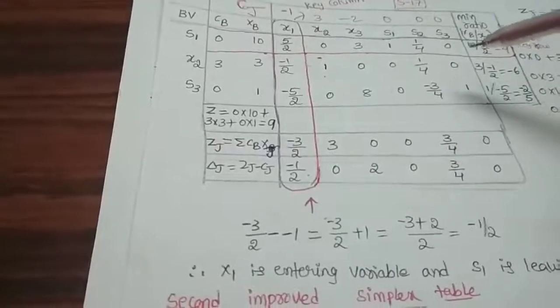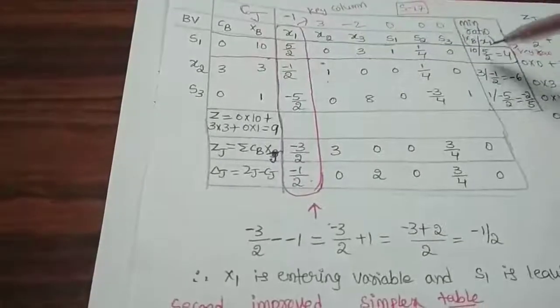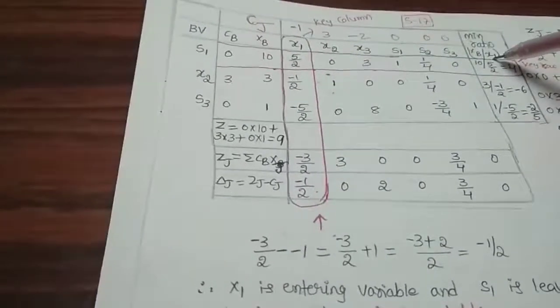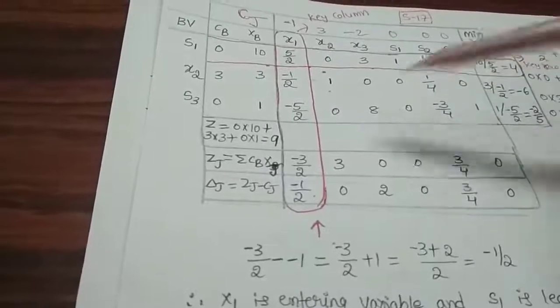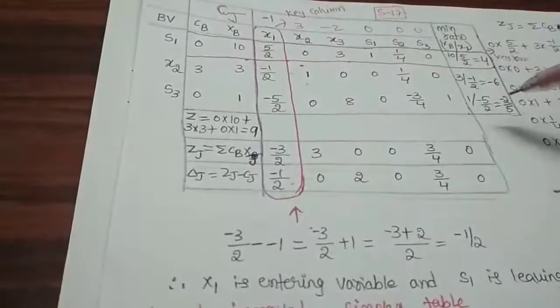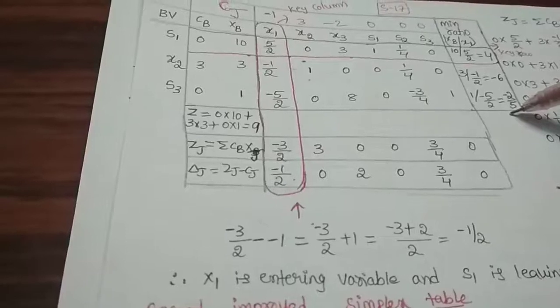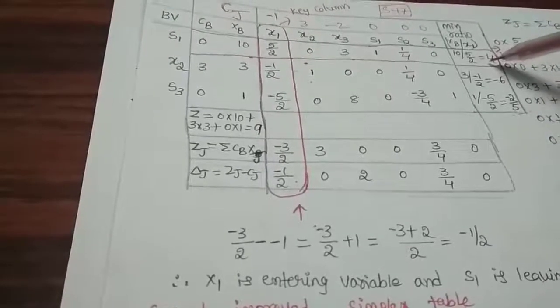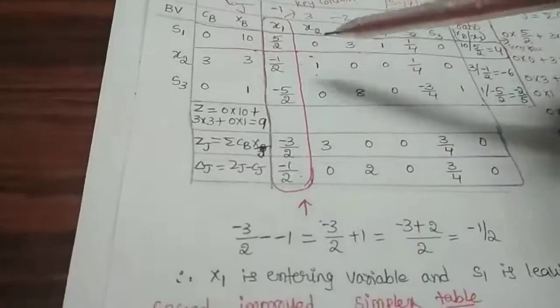Now coming to how to calculate the key row, that is xb value divided by x1, that is coming under minimum ratio. Minimum ratio value is xb value divided by the key column. Here xb value is 10 divided by 5 by 2 that equal to 4. 3 divided by minus 1 by 2 that equal to minus 6. 1 divided by minus 5 by 2 that equal to minus 2 by 5. Here these two are negative values. We don't consider negative values, we consider only positive values. Here we are having only one positive value, therefore we are deciding this is the key row, this is the key element. 5 by 2 is the key element.